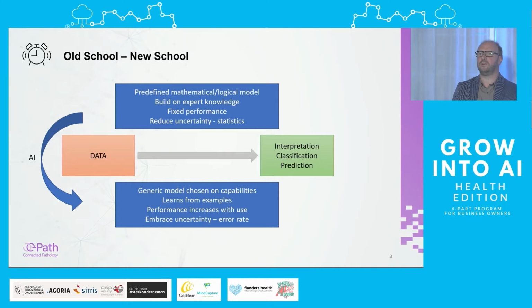With AI, the world is kind of changing. Actually, we still choose a model, but we choose a model based on the capabilities it has, the generic capabilities of the model. Because actually, the model will learn by itself. It will learn from examples. And by doing that, its performance will increase the more we use it.